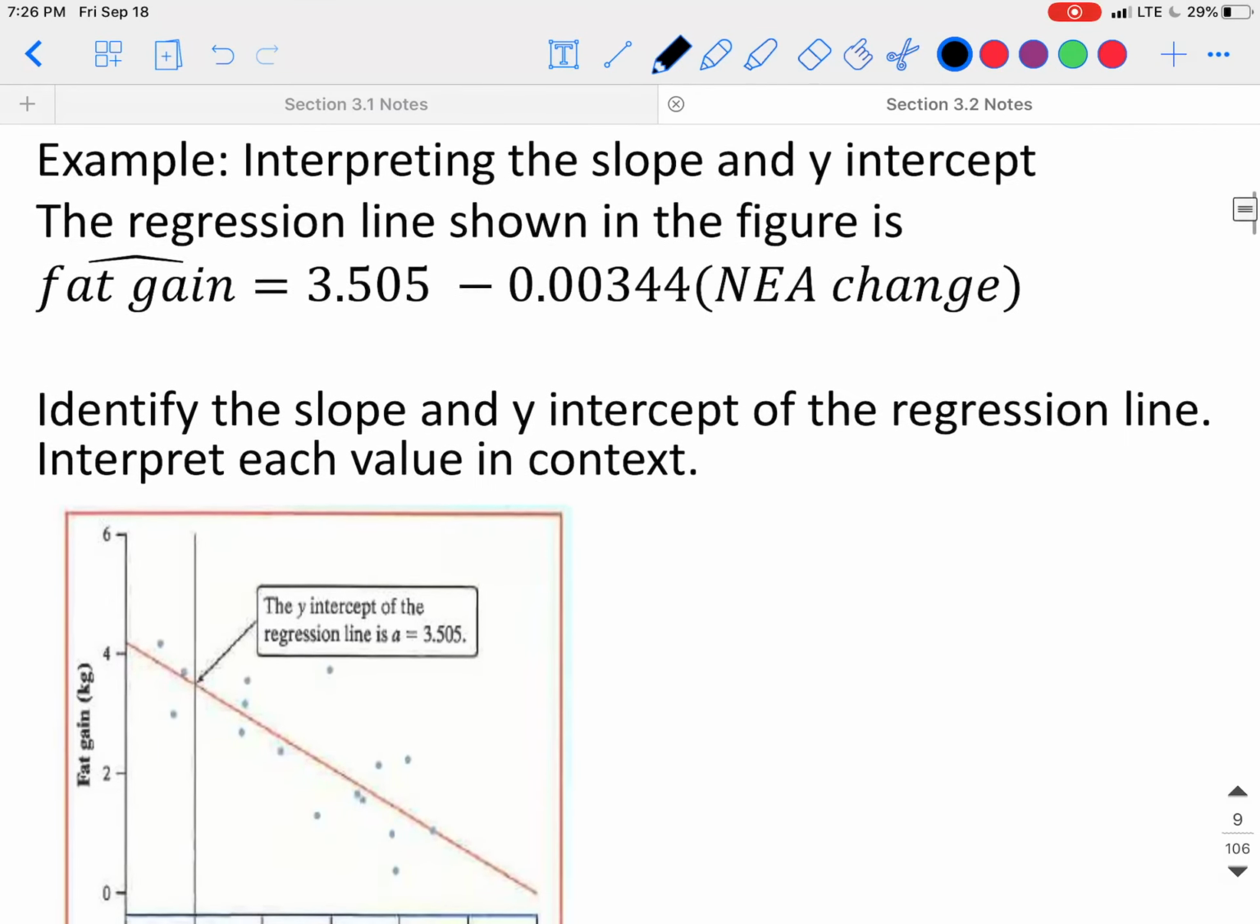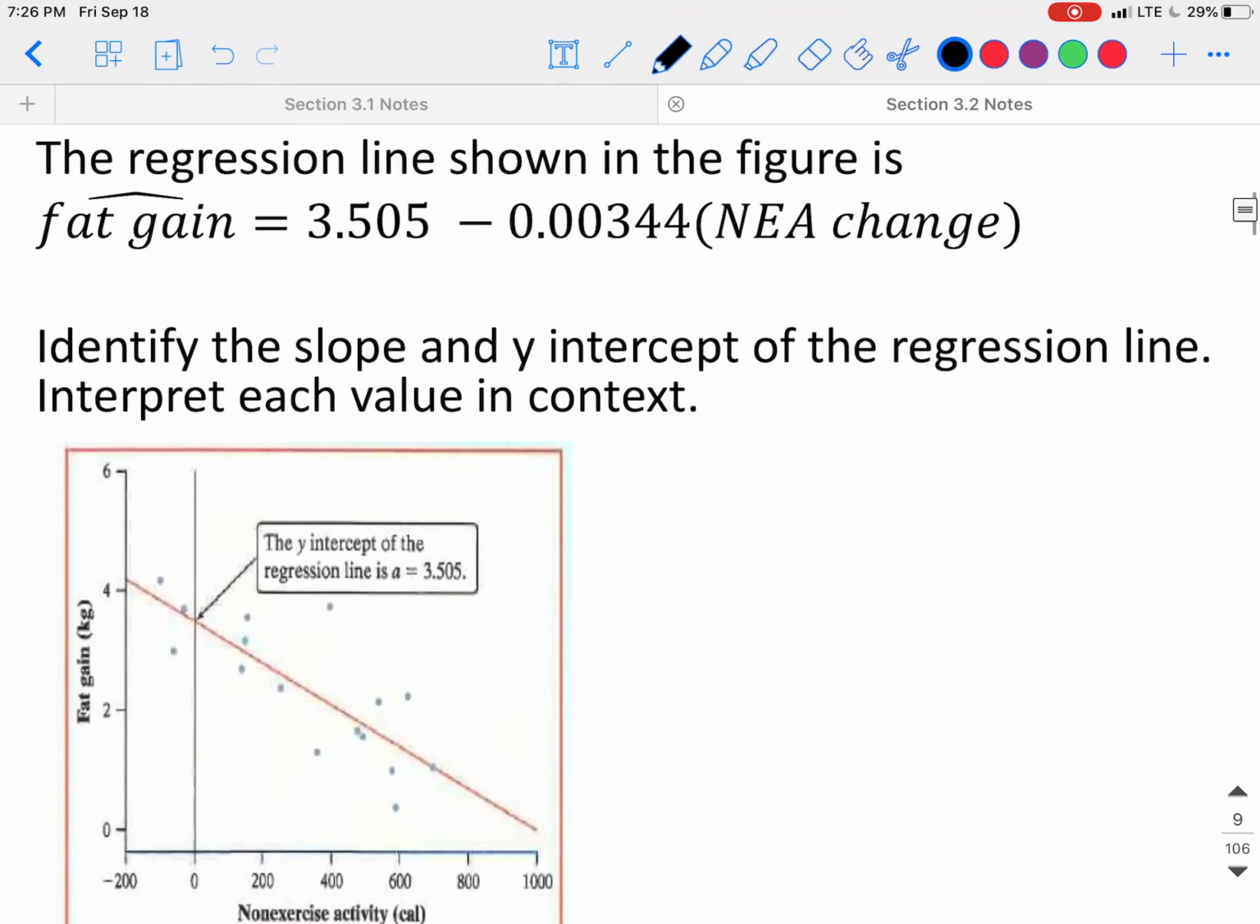So we have a regression line for the fat gain versus the NEA change, and our equation is fat gain equals 3.505 minus 0.00344 times the non-exercise activity change. We need to identify the slope and the y-intercept for the regression line and interpret each value in context. Now remember, the slope is the one that is multiplied by your variable.